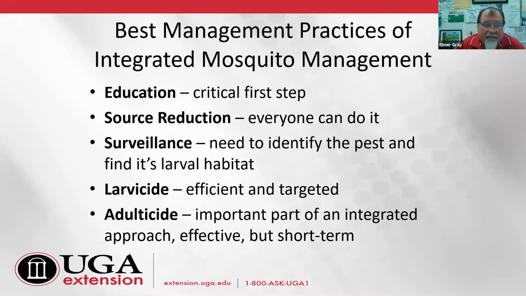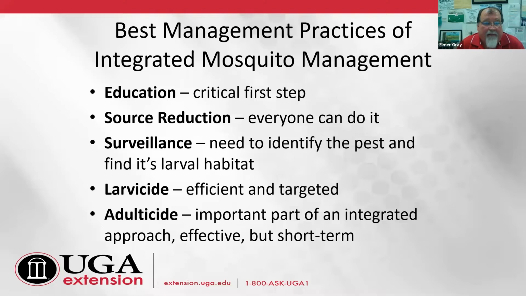Source reduction: making sure everybody knows that these containers and things around their yards can produce the mosquitoes that are causing their problems. Surveillance is the identification and searching for the larval habitats. And this is particularly important as a program develops in a city or town to find the pest and identify it. As with any kind of pest control, we want to identify the pest, and then we can look more specifically for where these larval habitats are and target them more efficiently. And larvicides are a very efficient way to target these areas.